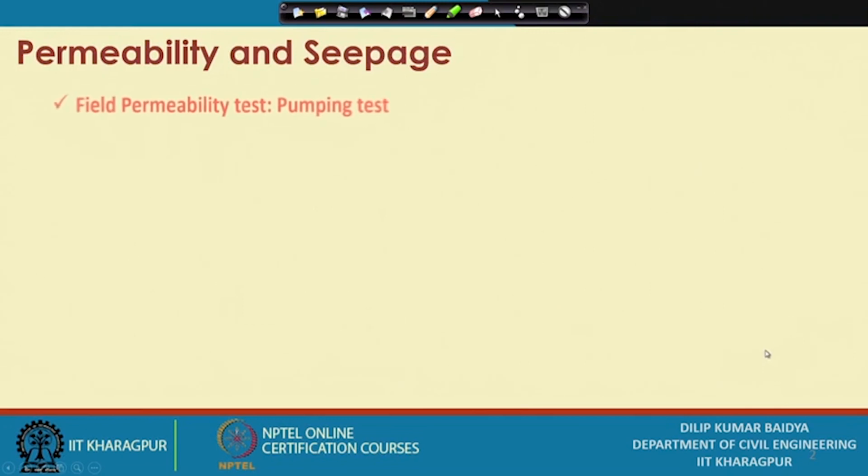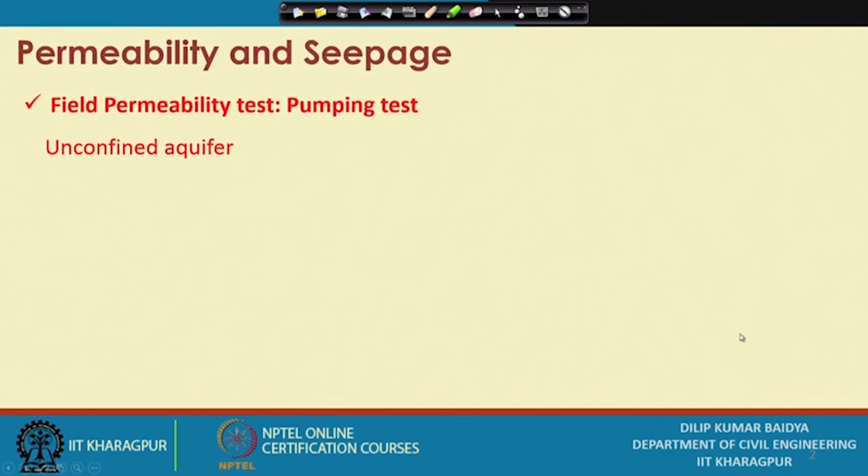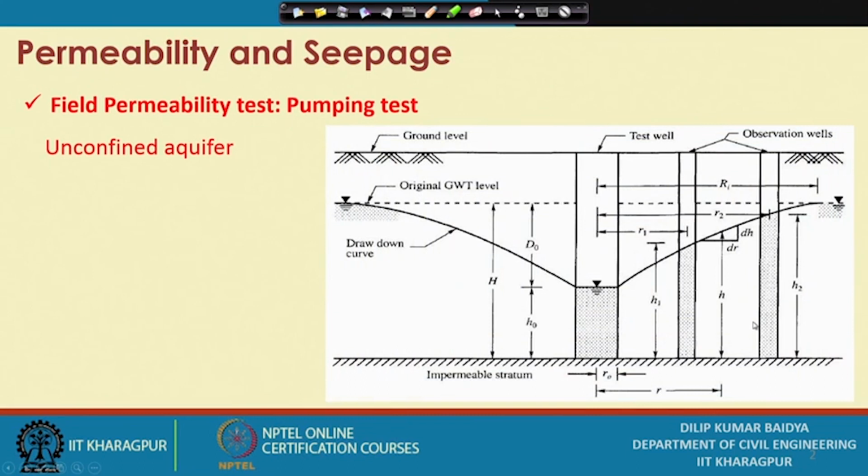Again, for pumping tests, the field conditions will be different, the equations will be different, and the observations will be different, so we will discuss them one by one. So, let me come to that. This is a field permeability test, and when we consider the pumping test, we have to see the water bearing layer, which can be of two types: confined and unconfined.